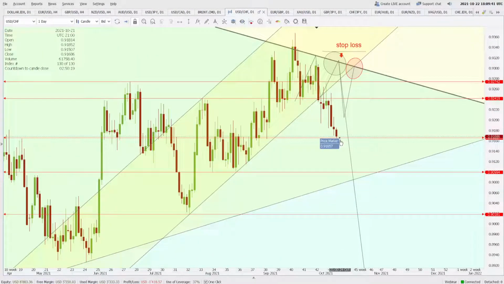So maybe there is some pullback to 0.9241 if you find it interesting. If you find this pullback all the way to 0.9241 or 0.9274, that can be your good opportunity to go short in this pair with the targets much deeper in this area. Right now the price is trading between the support of 0.9165 and the resistance of 0.9241. So these are the supports and the resistances as of now.